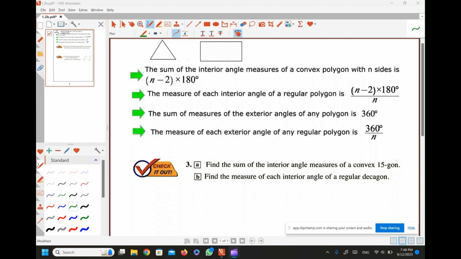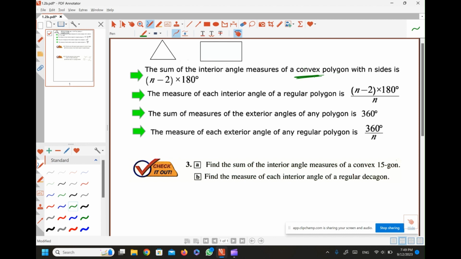So the first one is about the sum of interior angles of a convex polygon. This point is important. This formula belongs to a convex polygon. If your polygon is concave, it doesn't work.